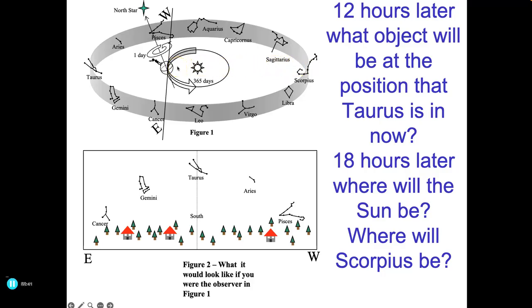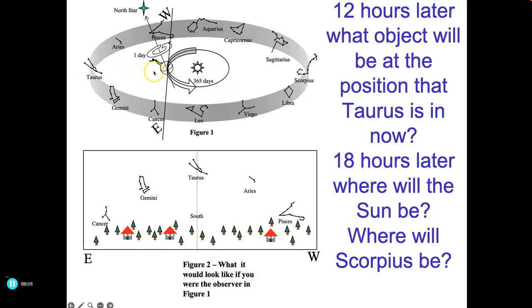Because what time was it before? In this diagram, it's midnight. 12 hours later, it's noon. So of course you're going to be facing toward the Sun in Scorpius. Of course the Sun in Scorpius is going to be high in the sky, high in the southern sky. It's noon. The Sun is highest in the sky at noon.